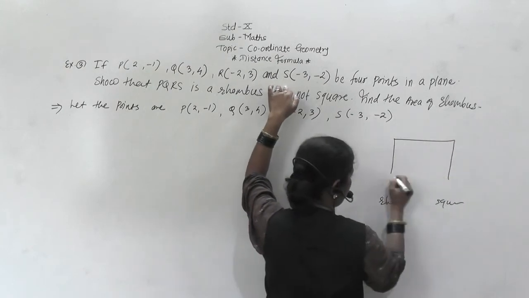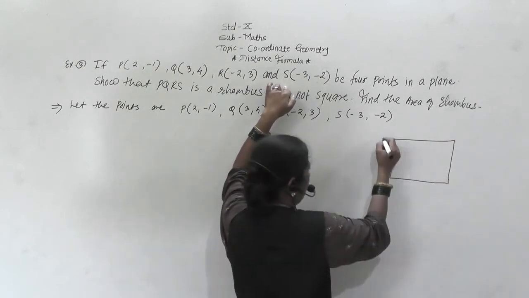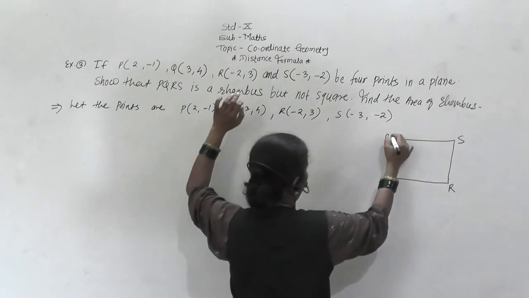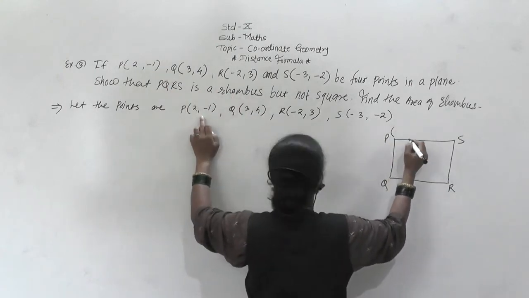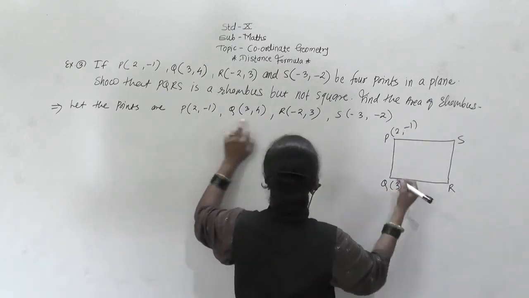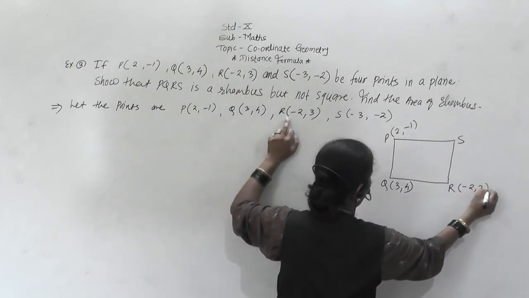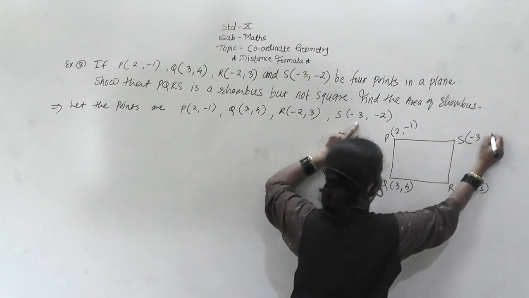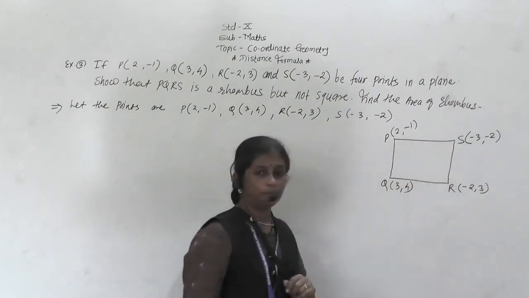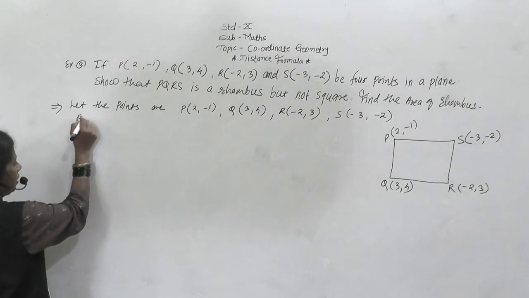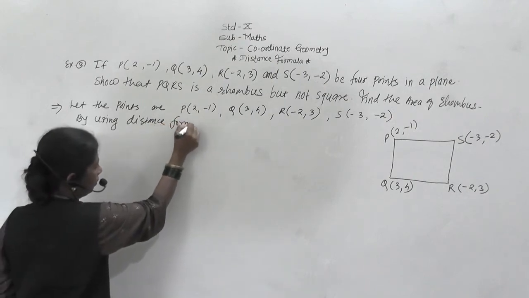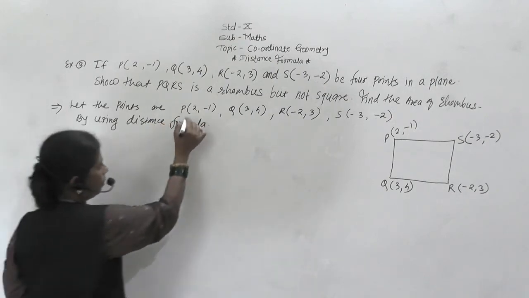What is the quadrilateral? P, Q, R, S. What are the coordinates of P? 2, comma minus 1. Q is 3, 4. R is minus 2, 3, and S is minus 3, 2, right? Now we will see the distances PQ, QR, RS, and PS, right? So, by using the distance formula, we will see the distance of PQ first.